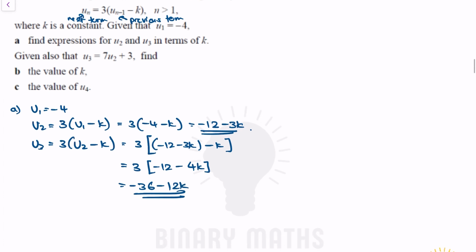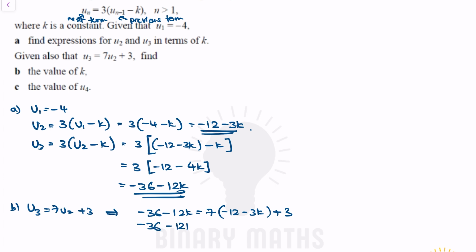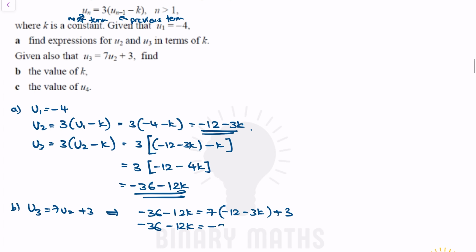For B, given also that u3 is equal to 7 times u2 plus 3, find the value of k. So that means u3, which is equal to minus 36 minus 12k, must be 7 lots of u2, which is minus 12 minus 3k, plus 3, which means I get minus 36 minus 12k is equal to minus 84 plus 3, which is minus 81, take away 21k.